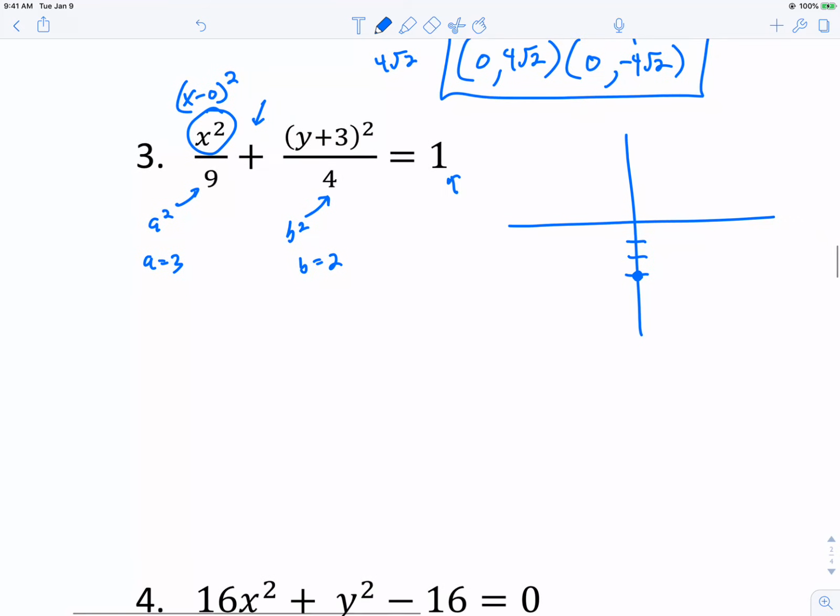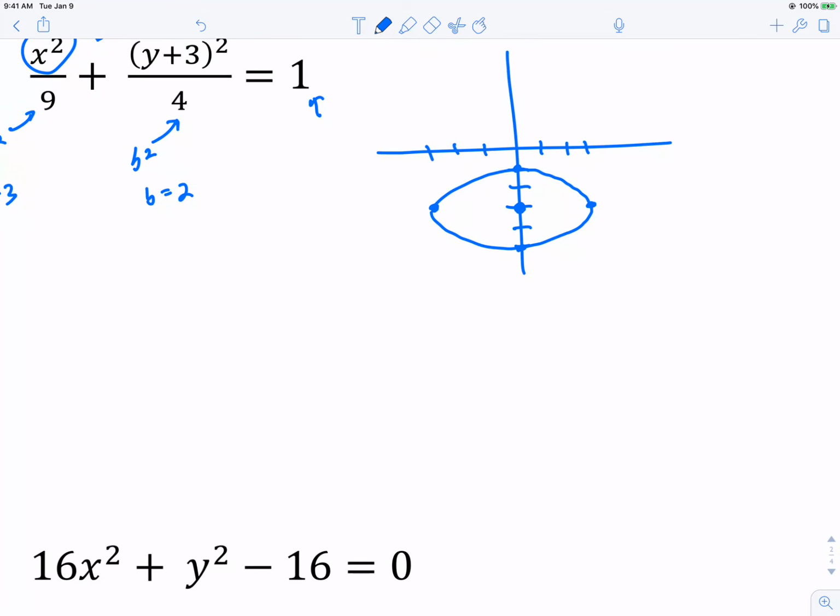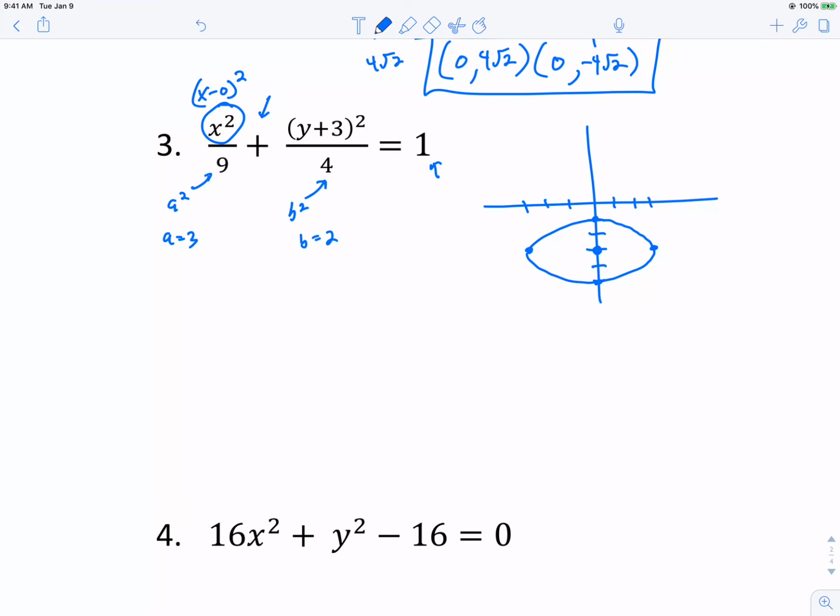All right, so now from that center, which one's bigger? The x is bigger, so this one's going to have the major axis horizontally. So I go 3 units in either direction. And then vertically, I go 2 up from the center. Here's our ellipse. I'm terrible at drawing these. So that's our ellipse. And now we need to find the location of the foci.